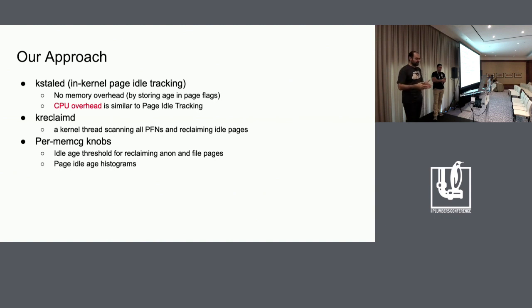And once you have this information, you can track the age of each page. Based on a threshold, we have a separate thread which also does scanning, and if the page is colder, or more idle than some threshold, it just reclaims it. So kstaled maintains the age, while kreclaimd reclaims pages based on some threshold. Then we have per-memcg, per-job knobs where you can specify what that threshold should be for this job. It also provides some histograms, the refault histograms, things like that.